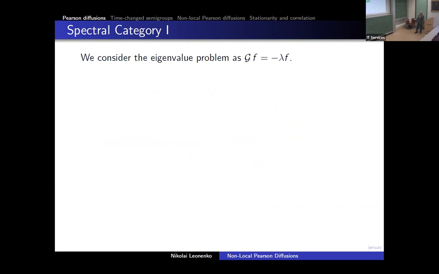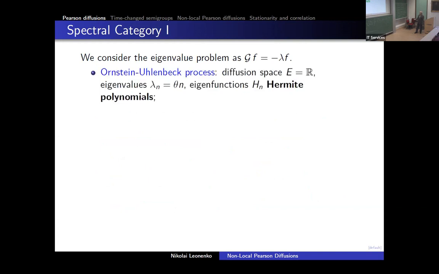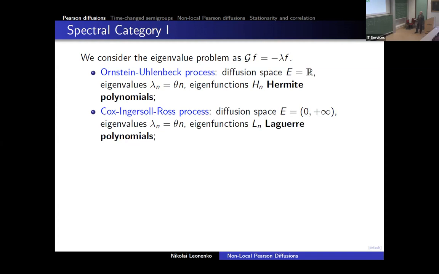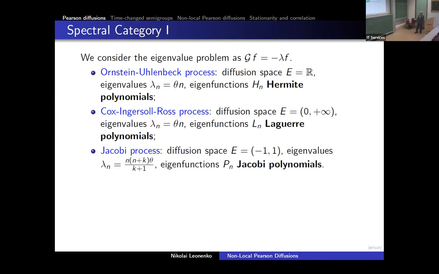Okay, basically that's an eigenvalue problem for a generator, and we have a minus here, so I use a minus in this place, but it doesn't matter, of course. In this case, for an Ornstein-Uhlenbeck process, you have linear eigenvalues, and orthogonal polynomials are Hermite polynomials. For a Cox-Ingersoll-Ross process, we have such a space for diffusion and linear, again, eigenvalues and Laguerre polynomials. And for the Jacobi process, we have a finite support, eigenvalues are quadratic, and eigenfunctions are Jacobi polynomials. These are well-known processes which are well studied in probability and other areas.